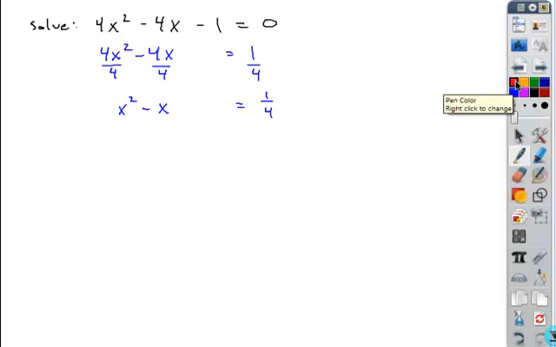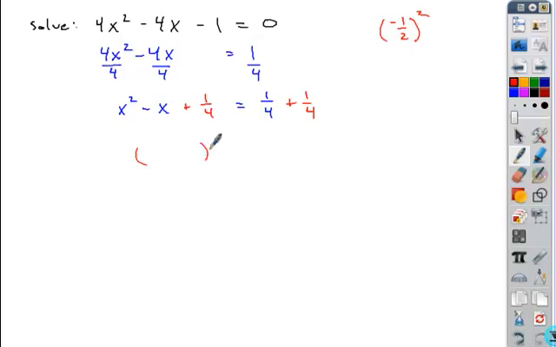All right, my next step is to complete the square. I'm going to take half of my b value. What is my b value? My b value is -1. I'm going to take half of that and square it. What is -1/2 squared? 1/4. It's always going to be a positive number. So this step right here, the completing the square step, is always plus something. It's never going to be a minus.